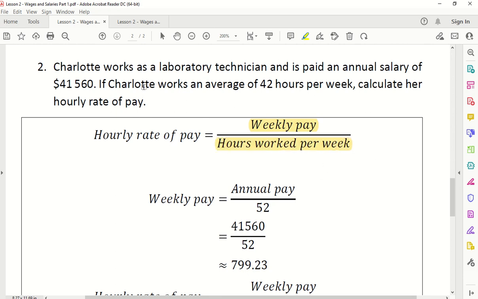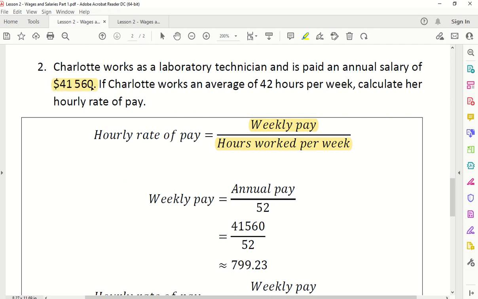Now, I know it's pronounced Charlotte. We know Charlotte has worked 42 hours. So we know how many hours she's worked, but we don't actually know her weekly pay. The question doesn't tell us how much she earns per week. So I'm going to need to figure out her weekly pay first. So to find weekly pay, well, we do know her annual pay.